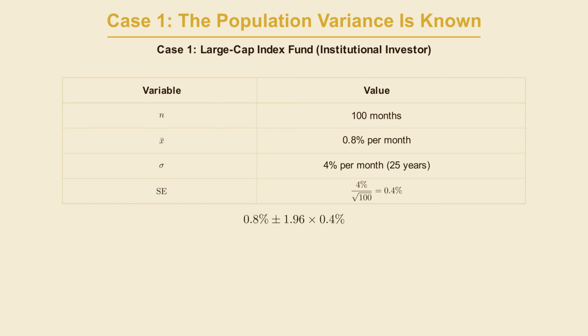The 95% z-interval is then 0.8% plus or minus 1.96 times 0.4%. That's 0.8 plus or minus around 0.78%, so the interval runs from about 0.02 to 1.58% per month. That is a reasonable application. Decades of return history, a liquid and well-characterized benchmark, and a large enough recent sample that the variance estimate is highly reliable. So the z-interval here is justified.